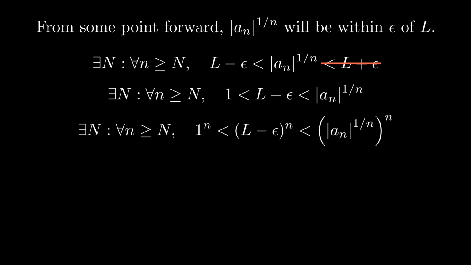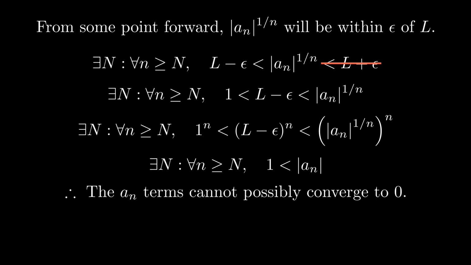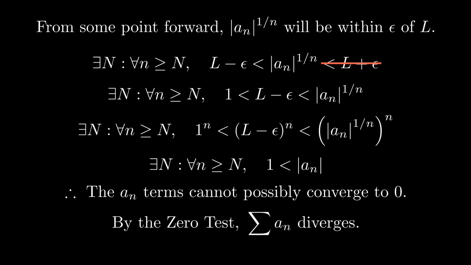Everything here is positive, so let's raise all three sides to the nth power, and this shows us that for all n greater than or equal to big N, the absolute value of a sub n will always be bigger than 1. This means that the a sub n terms cannot possibly converge to 0, so once again, our series flunks the 0 test, and it therefore diverges.